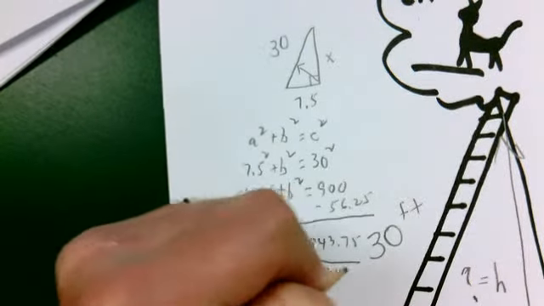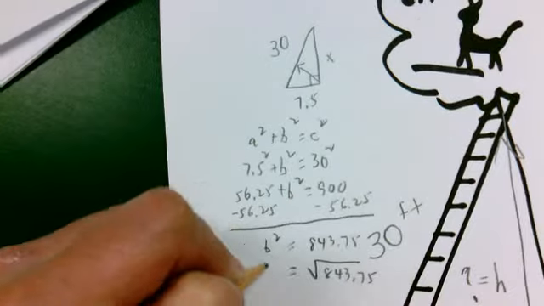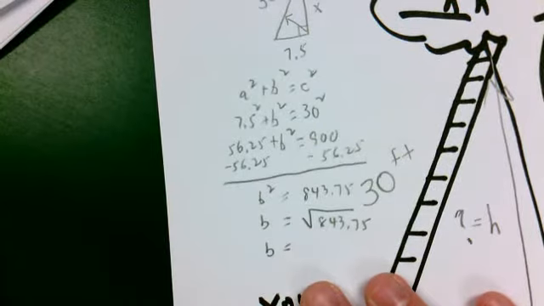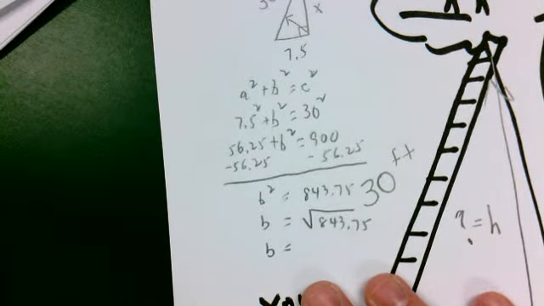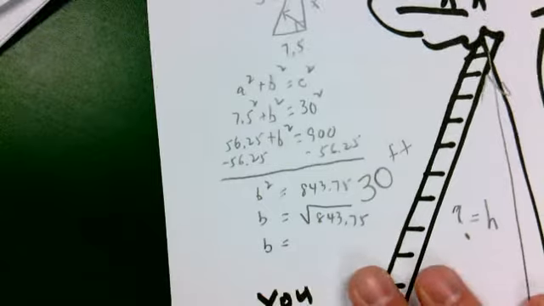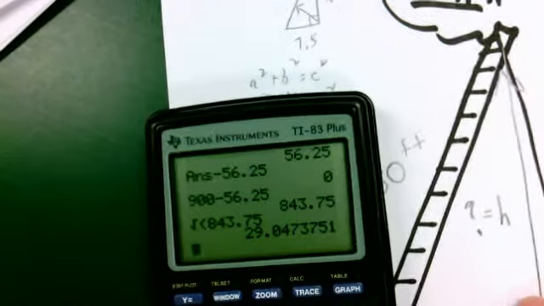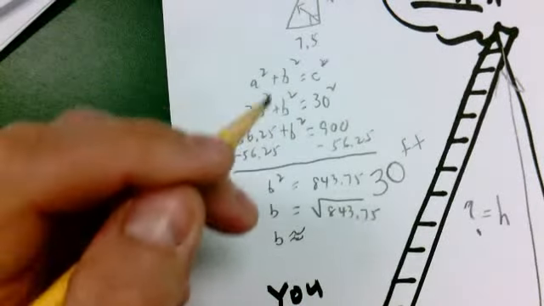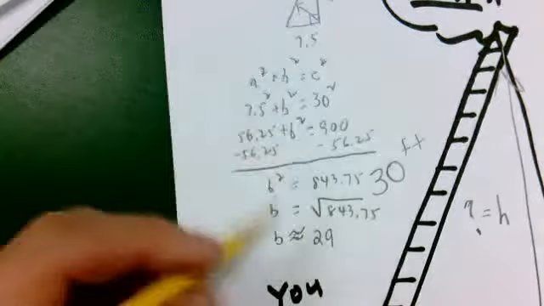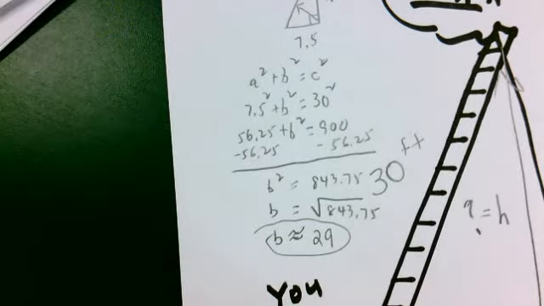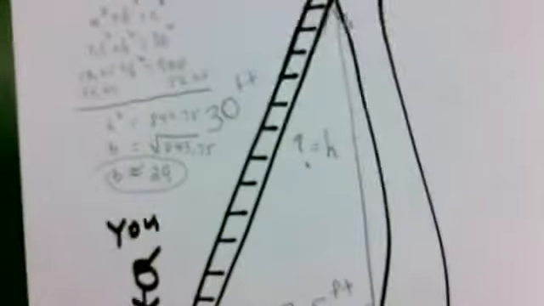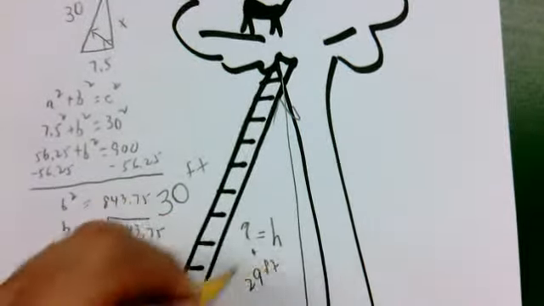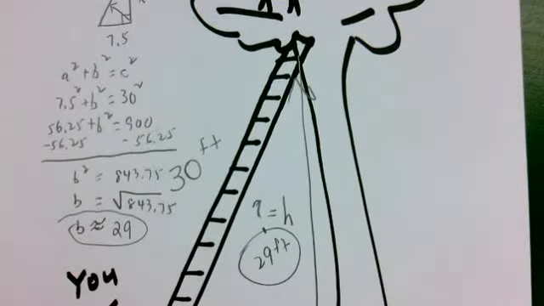So what's the square root of 843.75? Whoops, I'm a little bit off. So second function, square root of 843.75, and I get about, see, this is what my graphing calculator gives me, about 29.04. So I'm going to say approximately 29 feet. So it's really, really close to the length of the ladder itself, but you're really only 29 feet high. That's how high the cat is, 29 feet high. All right, very good.